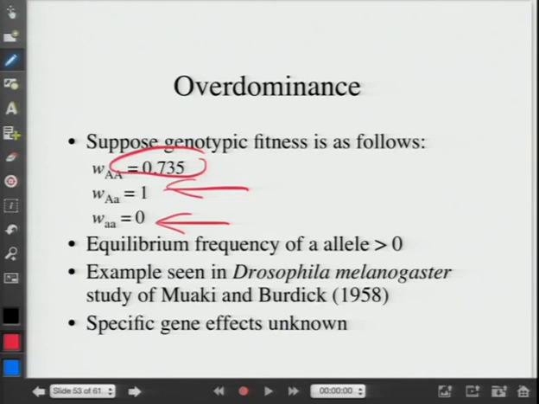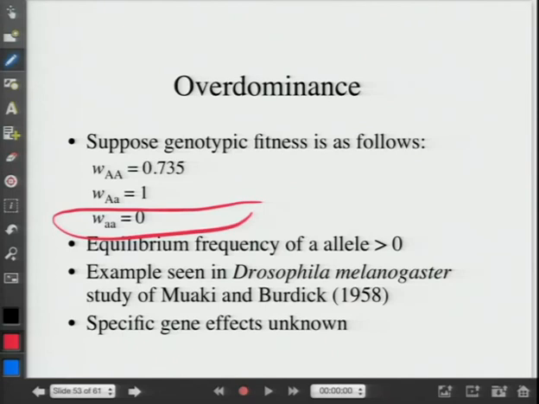Most people would look at the genetics of this and say, oh, this is a deleterious allele. Here's something that if you get 2 copies, you're dead. Most people say, oh, that's a disease-causing allele, it should go away from the population. But you don't actually expect it to. You expect it to have an equilibrium frequency greater than 0 because heterozygotes do better than anybody else.